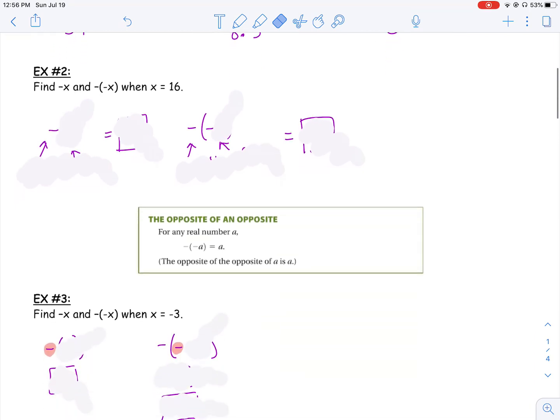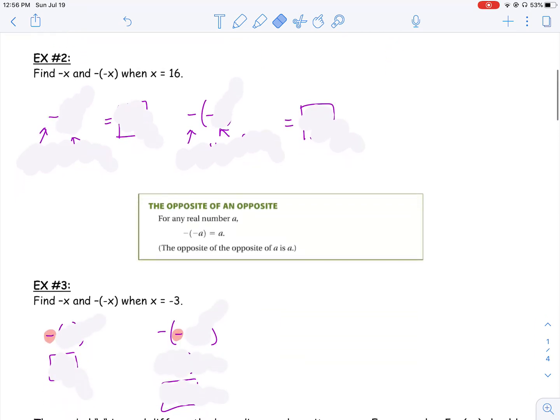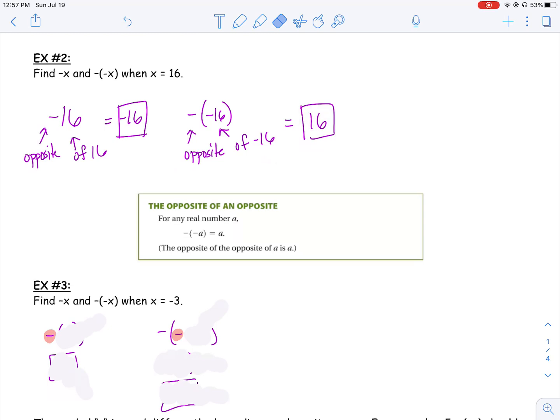So, looking at example number 2, it asks us to find the opposite of x, or the opposite of negative x, if x were 16. So for the first one, we want to find the opposite of 16. The opposite of 16 is -16, right? And the second part, it wants us to find the opposite of -16. So the opposite of -16 is positive 16.